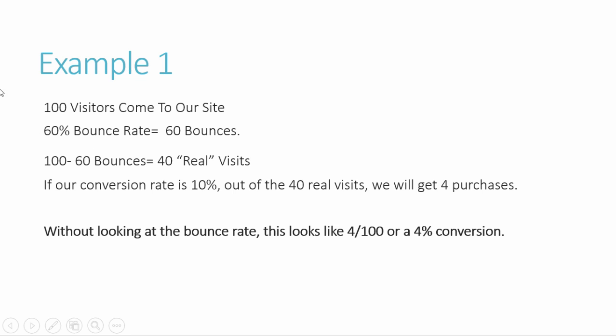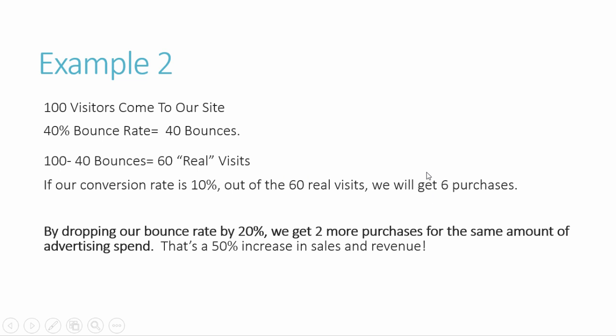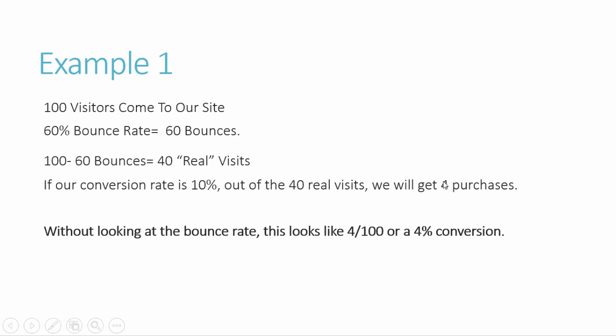So let's say in both examples, 100 visitors come to our site. If we have a 60% bounce rate, there's 60 bounces. So if 100 visitors came and there's 60 bounces, then there's 40 real visits left, because bounces are visits where the users just leave. So we're only looking at the visits that are not bounces. And if our conversion rate is 10%, then out of those 40 real visits, we will get 4 purchases, because 10% of 40 is 4.